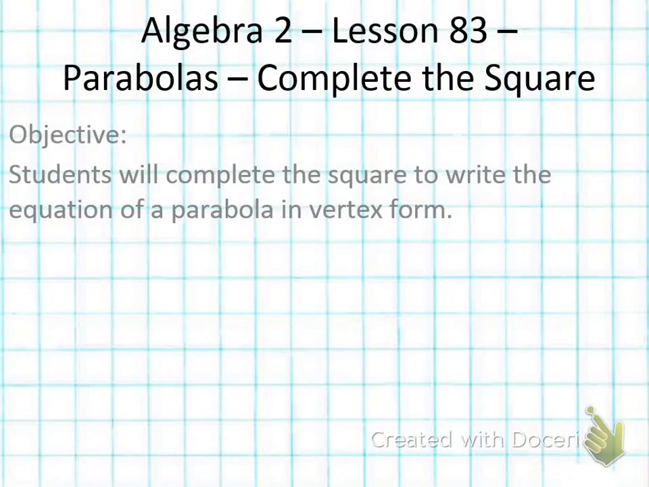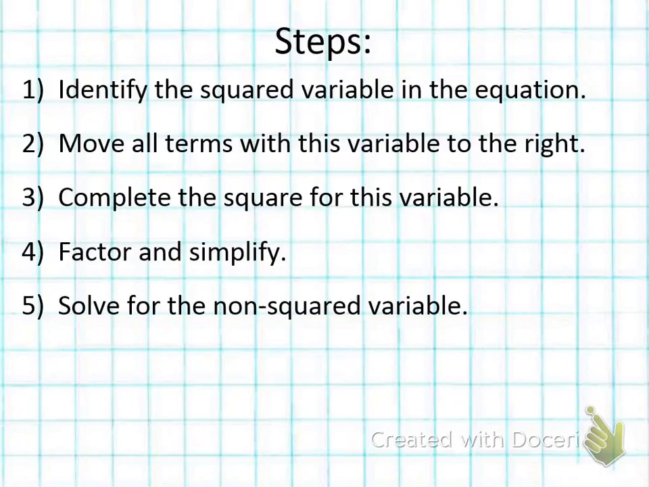Alright, today's lesson is lesson number 83. We're still talking about parabolas. Today we're going to talk about completing the square in order to write the equation in vertex form. So we did this with ellipses and hyperbolas and circles, and now we're going to do it with parabolas. Okay, so here are the steps.